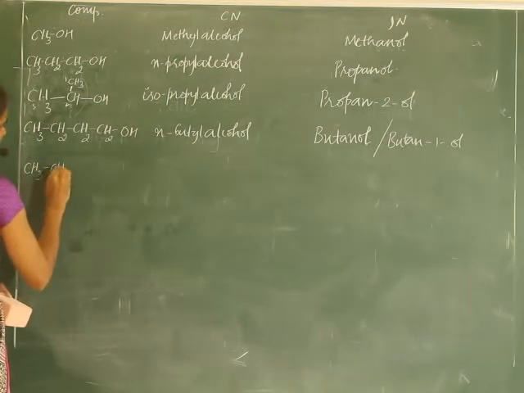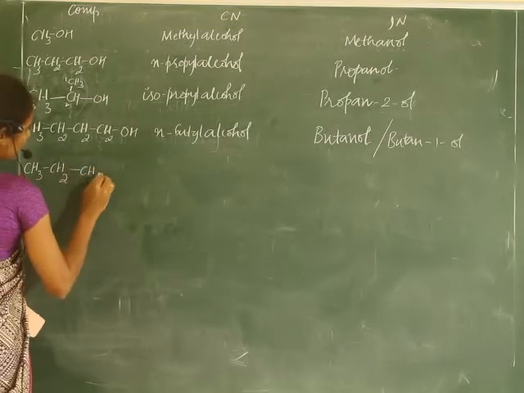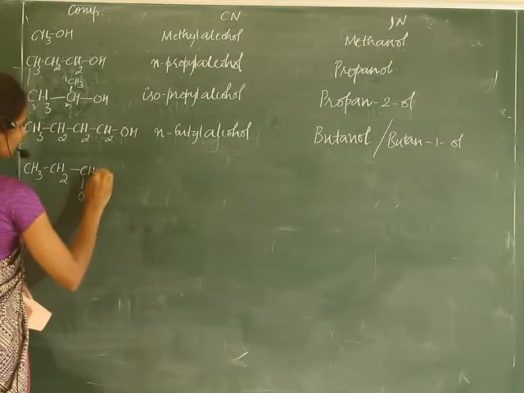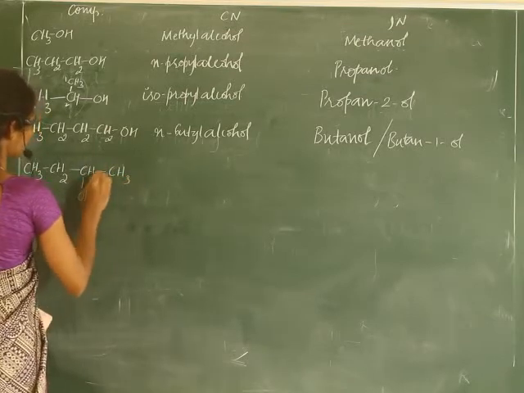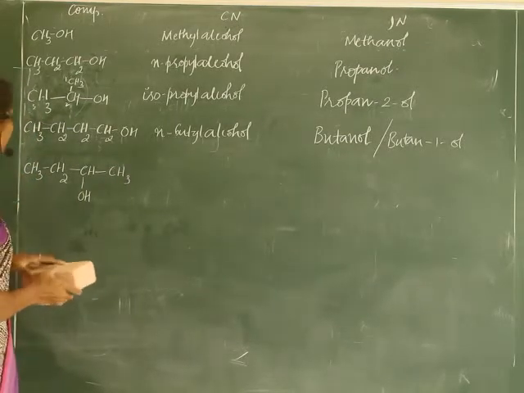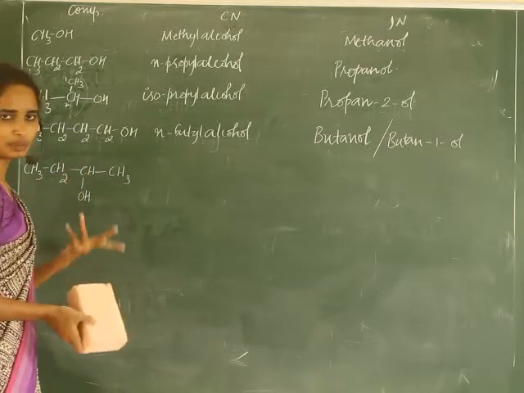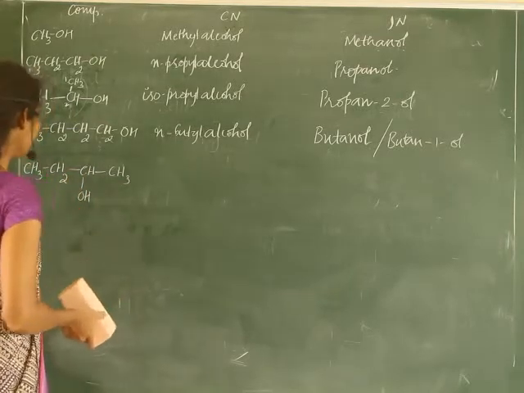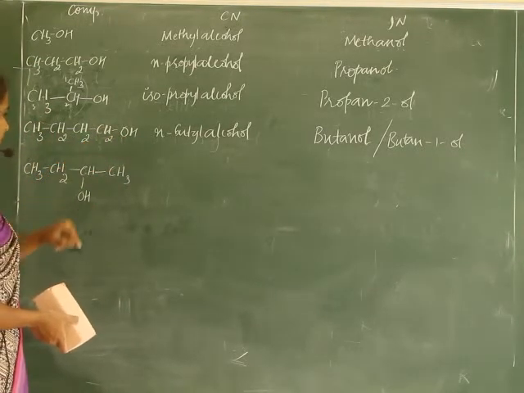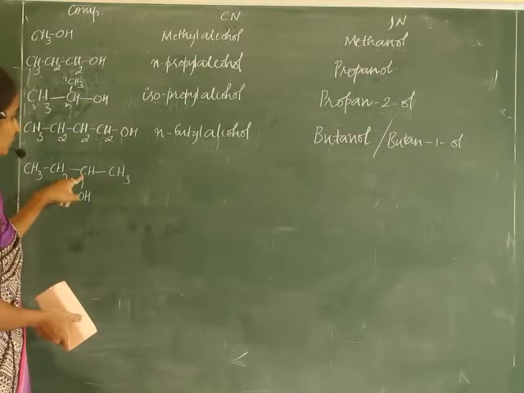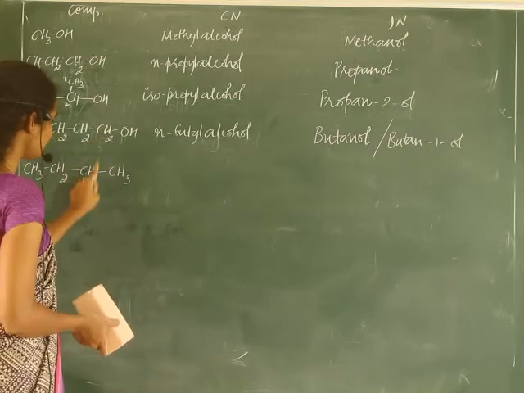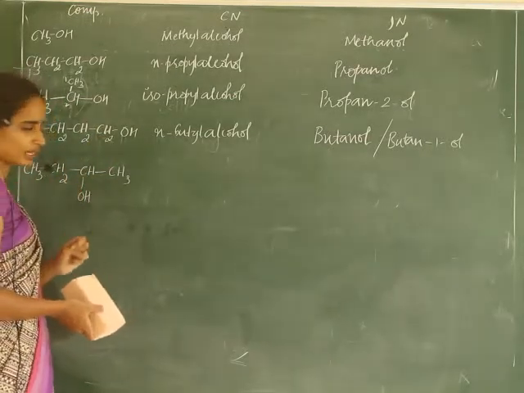CH3, CH2, now, name this compound. Try to name. See, 1, 2, 3, 4. 4 carbon atoms are there, right? But here, this OH group is attached directly to the primary carbon atom. But this carbon atom is now secondary, right? Here it is primary carbon atom. Here this OH group is attached to secondary carbon atom.